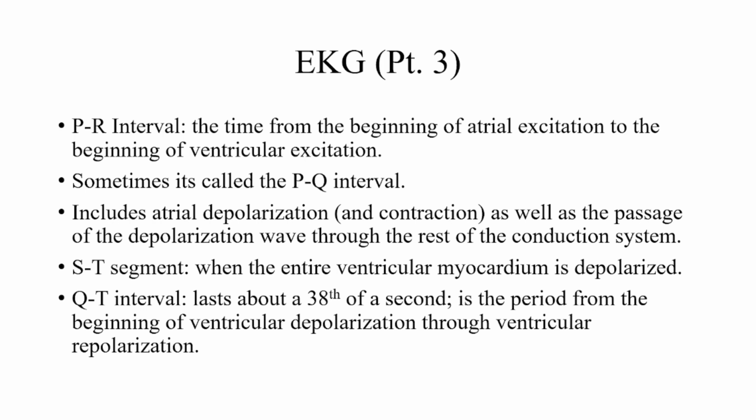Alright, so now we're going to talk about a few other parts that were in the diagram but that I didn't mention before. First you have something called the PR interval, and this is the time from the beginning of atrial excitation to the beginning of ventricular excitation. So basically it's the time between that transfer. This is sometimes called the PQ interval. It includes atrial depolarization and contraction along with the passage of the depolarization wave through the rest of the conduction system. The ST segment is basically when the entire ventricular myocardium is depolarized.